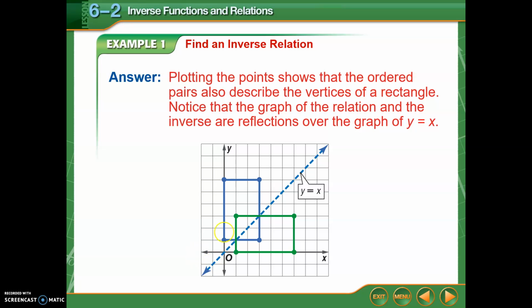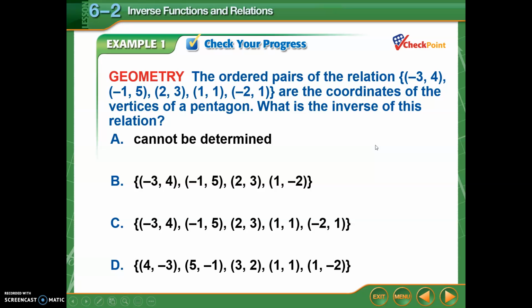All right, moving along. Next example. Which relation listed below is the inverse for the vertices of this pentagon? -3, 4, -1, 5, 2, 3, 1, 1, and -2, 1. That's right, it is D. Notice how all the x and y values just flip-flopped spots.